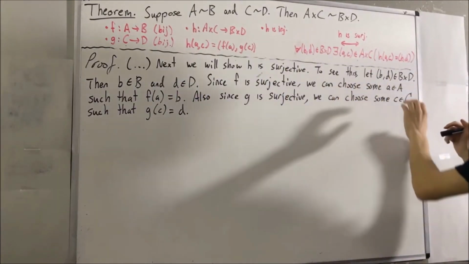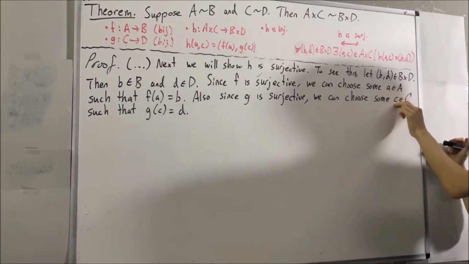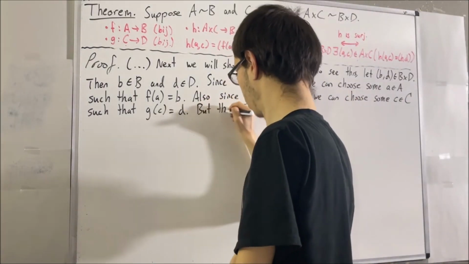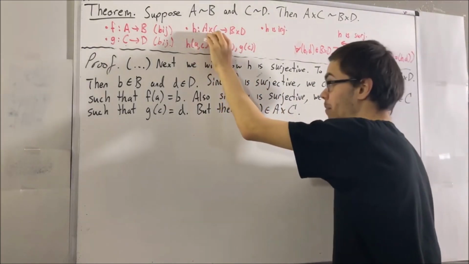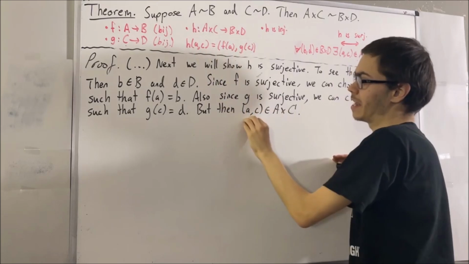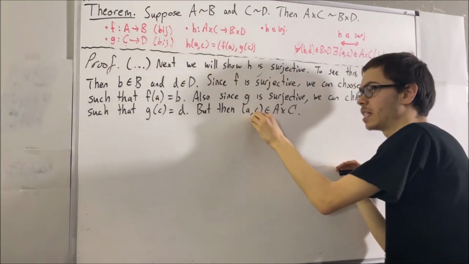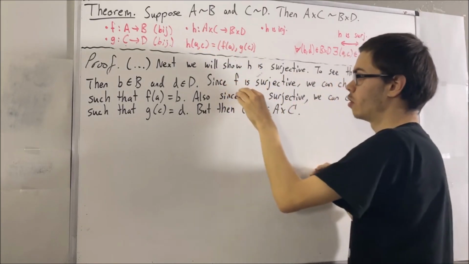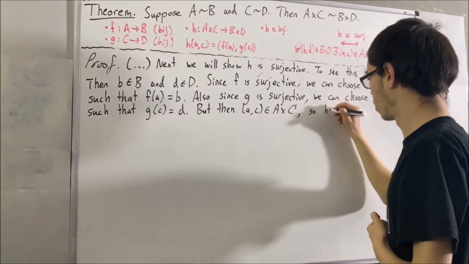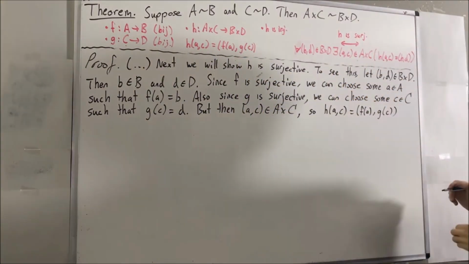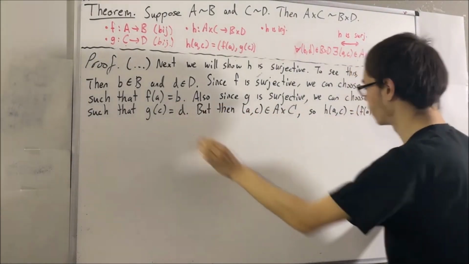But now notice, a is an element of A, and c is an element of C. Therefore, (a, c) is an element of A times C. And since h is a function from A times C to B times D, this means (a, c) is an element of the domain of h. So really, we can take (a, c) and send it into the function h. We get that h of (a, c) is equal to (f of a, g of c).